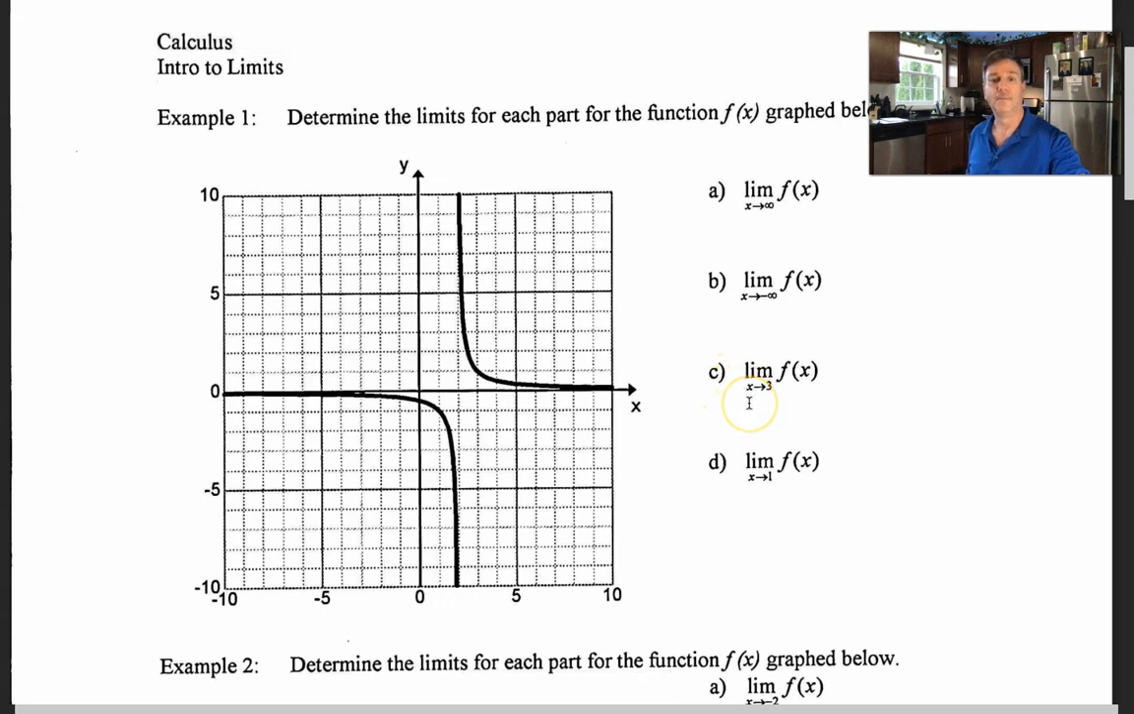Part C, as x approaches 3. 1, 2, 3. What's the function approaching? Well, from the left, it's approaching 1. From the right, it's approaching 1. Because the left and the right are both going to the same place, the limit is 1. So part C's answer is 1.